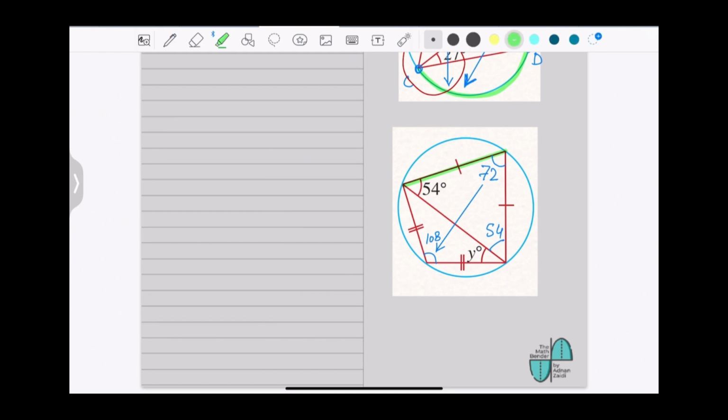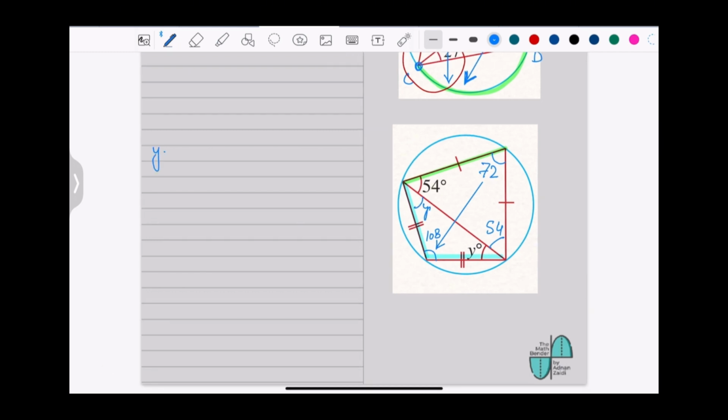And now highlighting the other isosceles, this one and this one. As you can see the markings, they are isosceles as well. So I can say if this is y, this is going to be y as well. So I can say y plus y plus 108 is equal to 180 degrees. 2y is equal to 180 minus 108, which is going to be 72, and y turns out to be 72 over 2, which is equal to 36 degrees.